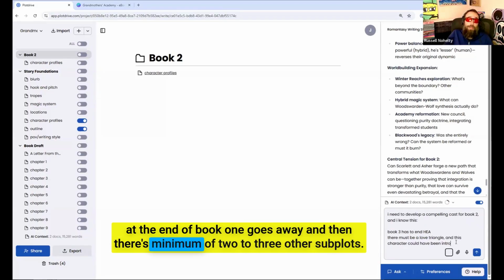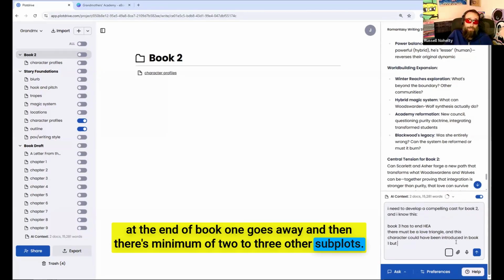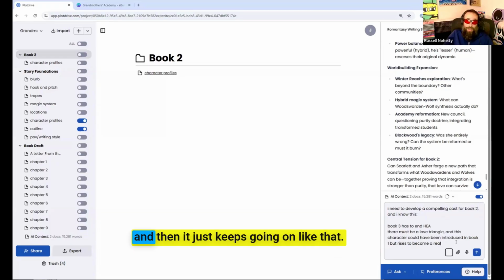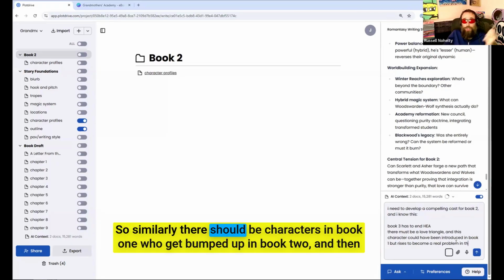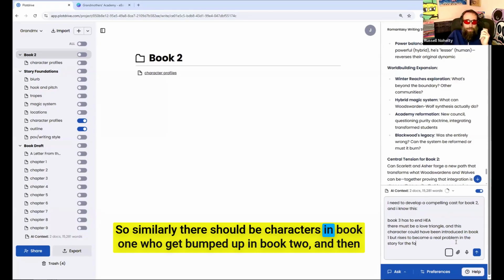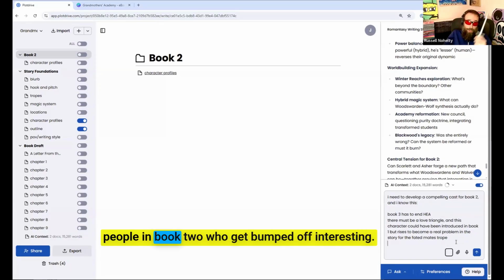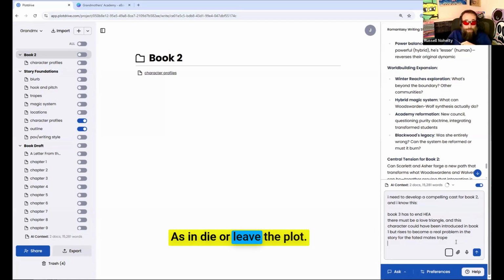And then there's a minimum of two to three other subplots, but plot B becomes plot A, plot C becomes plot B, plot D becomes plot C, and then it just keeps going on like that. So similarly, there should be characters in book one who get bumped up in book two, and then people in book two who get bumped off, as in die or leave the plot.